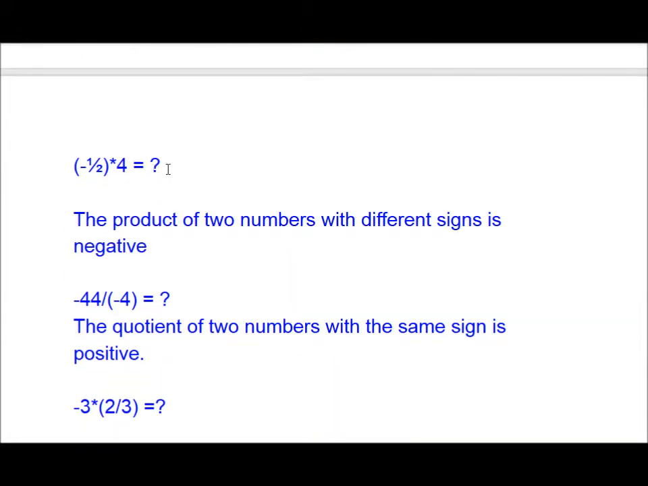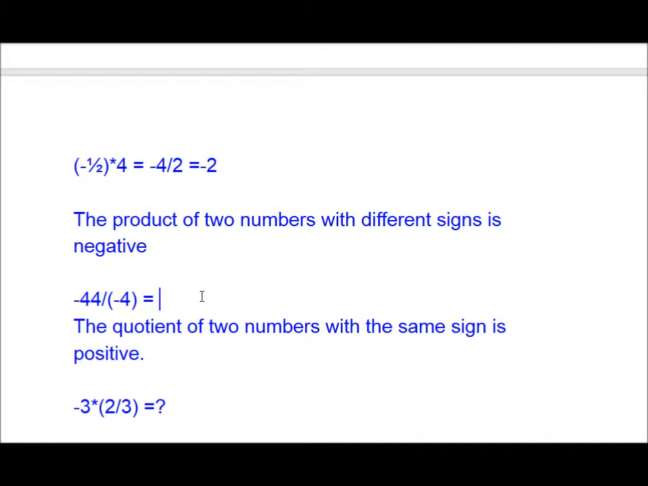Let's do an example by ourselves. Minus 1 by 2 multiplied by 4. So it will be minus 4 divided by 2, which is equal to minus 2. 2 2s are 4, so minus 2 is the answer. So the product of two numbers with different signs, minus and plus, will always have a negative answer. So minus 2 is the answer here.